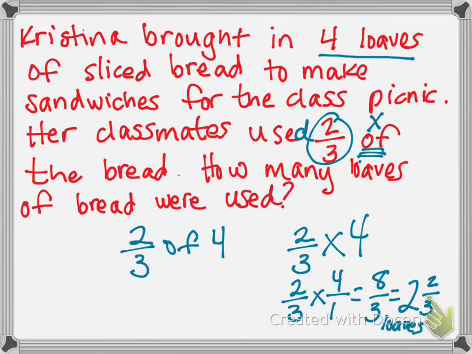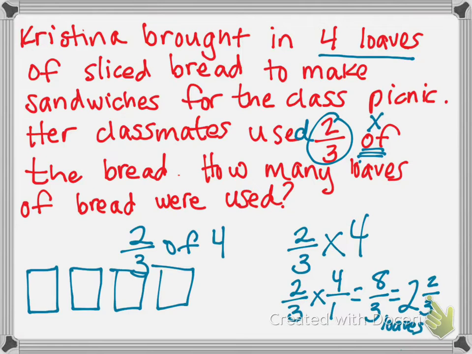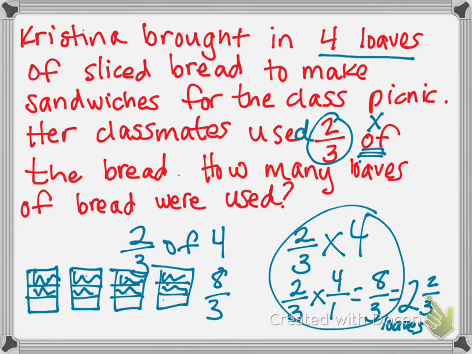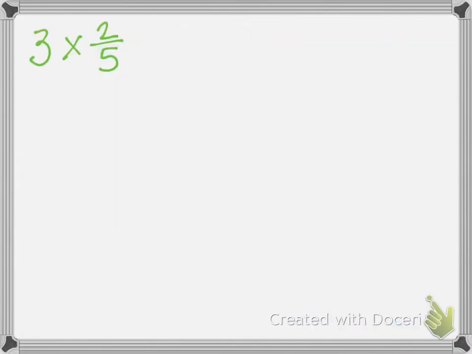You can also see that in a drawing. If we drew the 4 loaves, and then we did 2/3, and we colored in 2/3 of each, we would have 1, 2, 3, 4, 5, 6, 7, 8 thirds. So you can see that in the drawing, but I want you to really work on it with the standard algorithm.